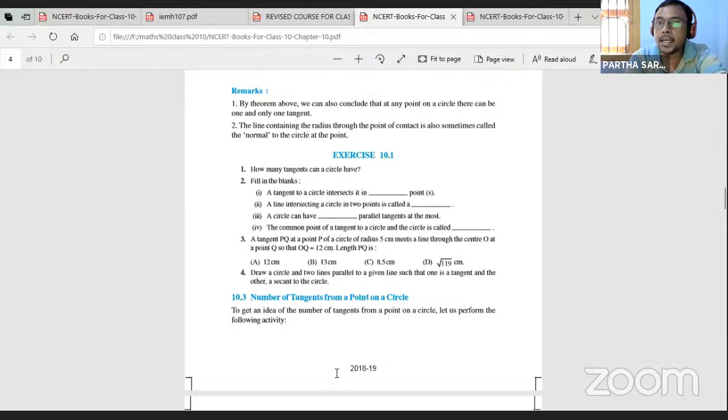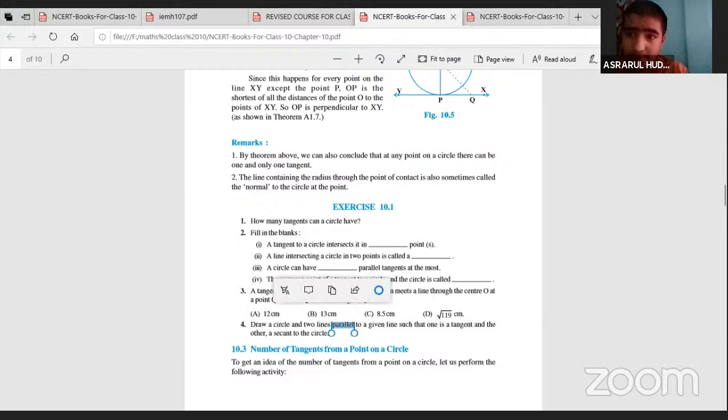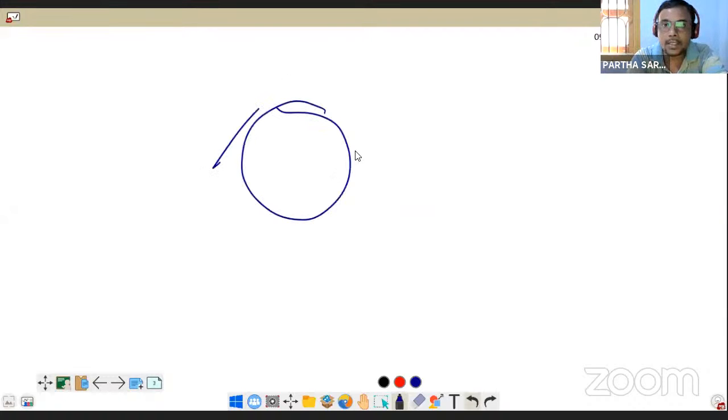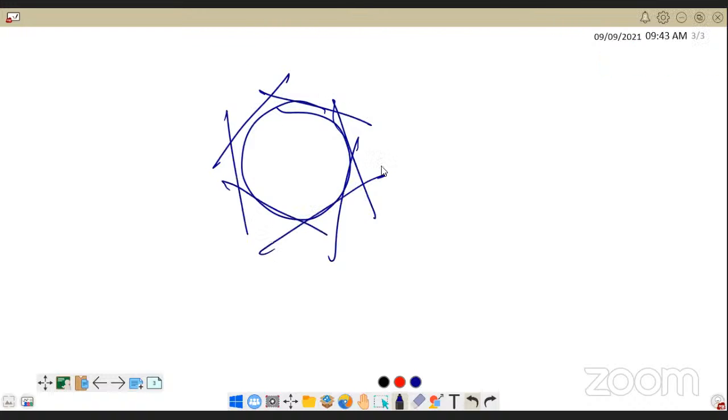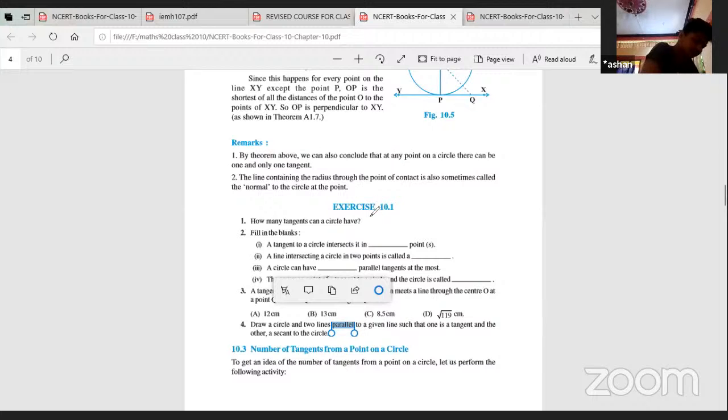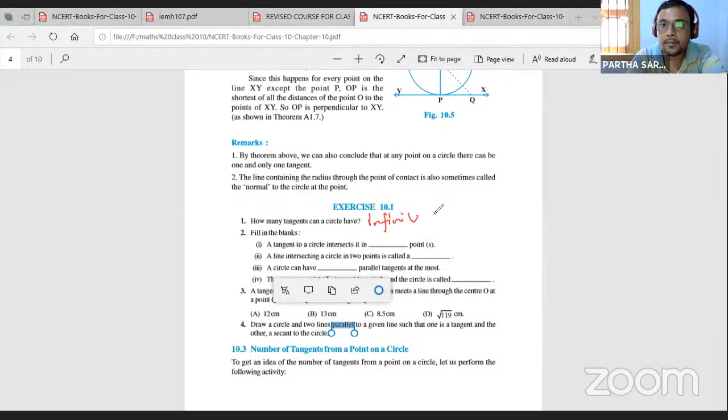How many tangents can a circle have? Now look at the diagram. In a circle, you can have a tangent here also, here also, here also. I can draw many. So how many tangents can I draw? Infinite. Please note it down. I'm writing with annotation. You write here, infinite, in the book itself. Written? Now let's go to question number 2, Roman 1.